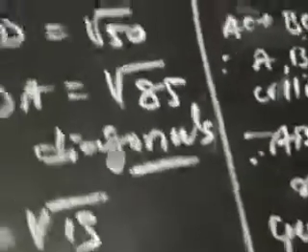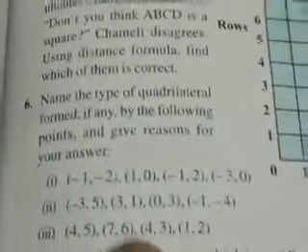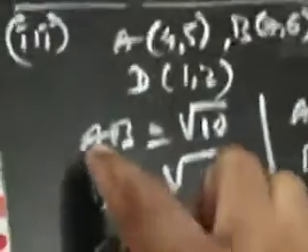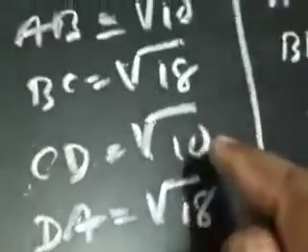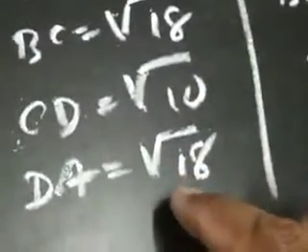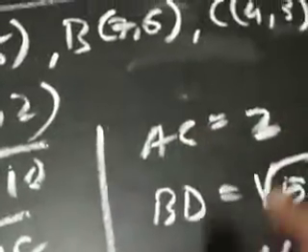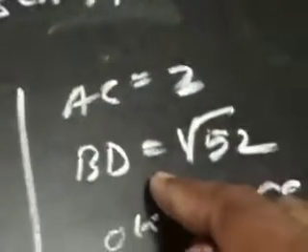Now number 3. Here the points 3, 4, 5, 7, 6, 4, 3 and 1, 2 we decide as A, B, C, D. Then we find again in the same way. I get AB is equal to under root 10, BC is equal to under root 18, CD is equal to under root 10 and DA is equal to under root 18, by the distance formula. And diagonal AC is equal to 2 and BD is equal to under root 52.